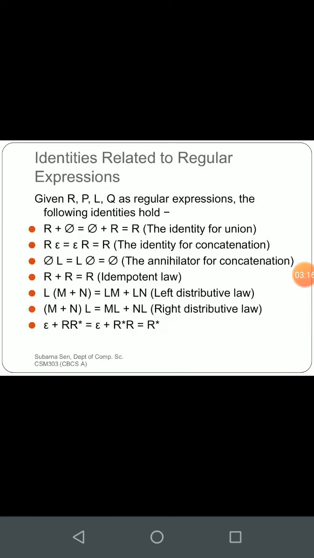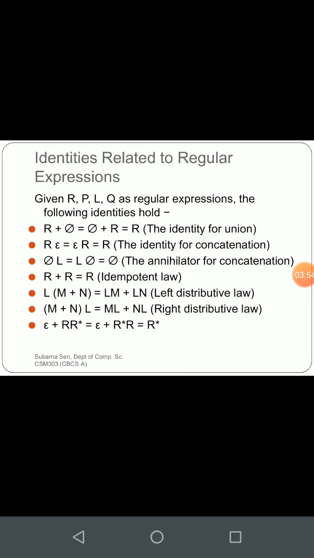A few more identities are there, and some names are given here. So r + phi equals phi + r, and that is r only. This is called the identity for union. Next is concatenation. If we multiply the empty string with r, the reverse is also true and it will ultimately generate r. In this fashion you can see the important laws, left distributive law and right distributive law. If you want to go to the proof, take any example of a regular expression and put it there, and you will be able to prove it.